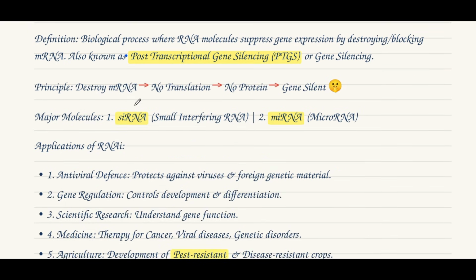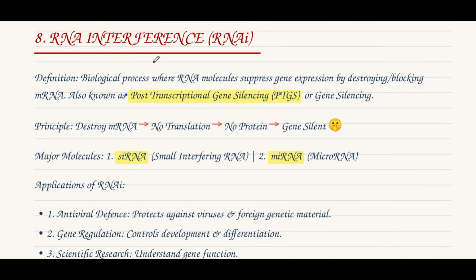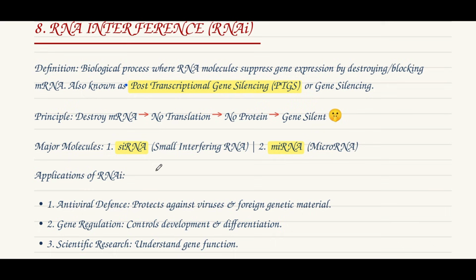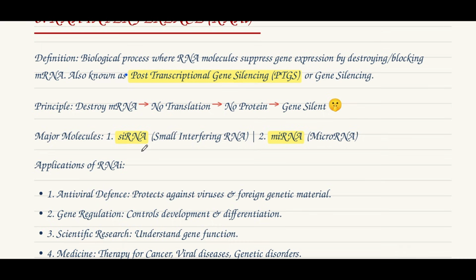Principle here: destroy mRNA. No translation will happen, no protein, so the gene becomes silent. Protein is also not formed, and translation is also not happening. mRNA is also not there. Interference RNA has this much capacity. It will not help protein formation in our body. The major molecules are small interfering RNA and second, microRNA.